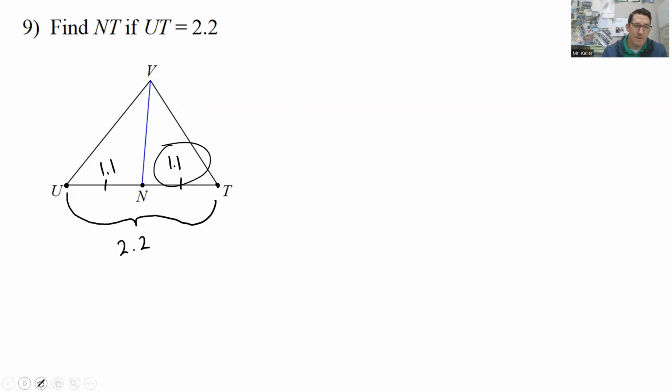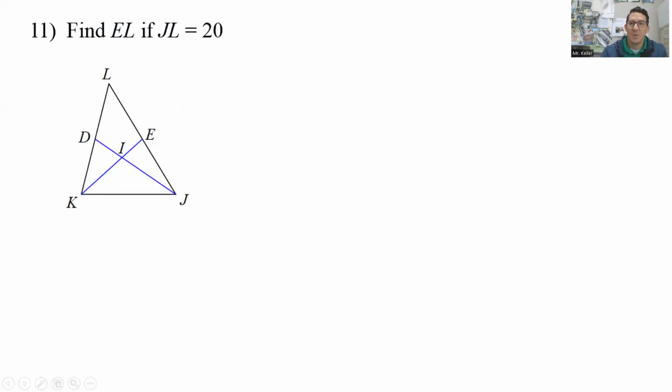All right. Next, we have some different medians. There are 3 medians in any triangle. We just have to read this carefully and look at what we're trying to find. So E to L, we're trying to find E to L.